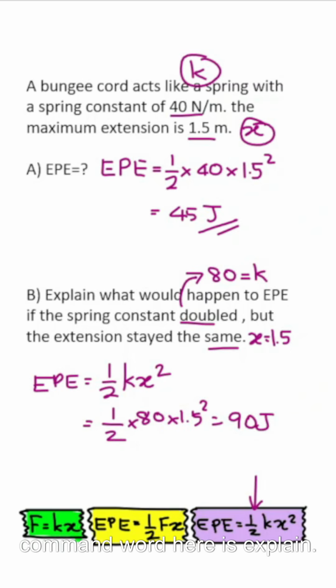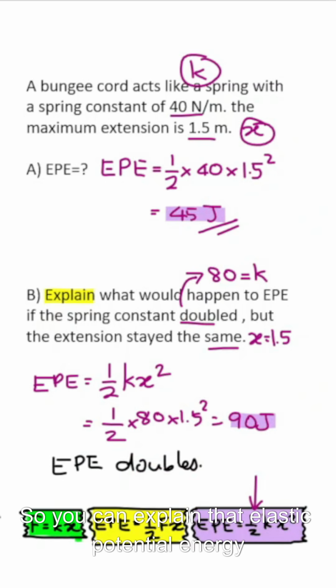So the command word here is explain, and we can see previously it was 45, now it's become 90. So you can explain that elastic potential energy doubles.